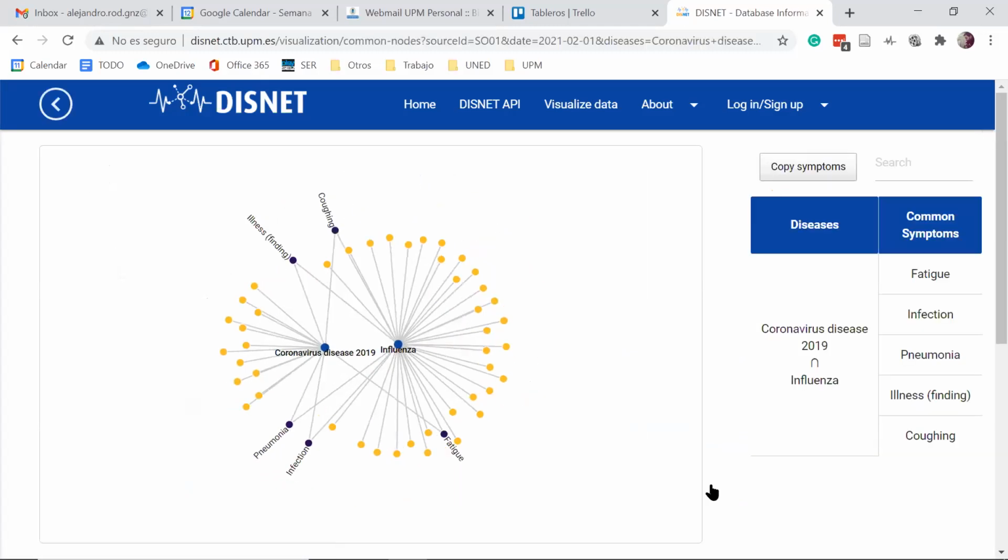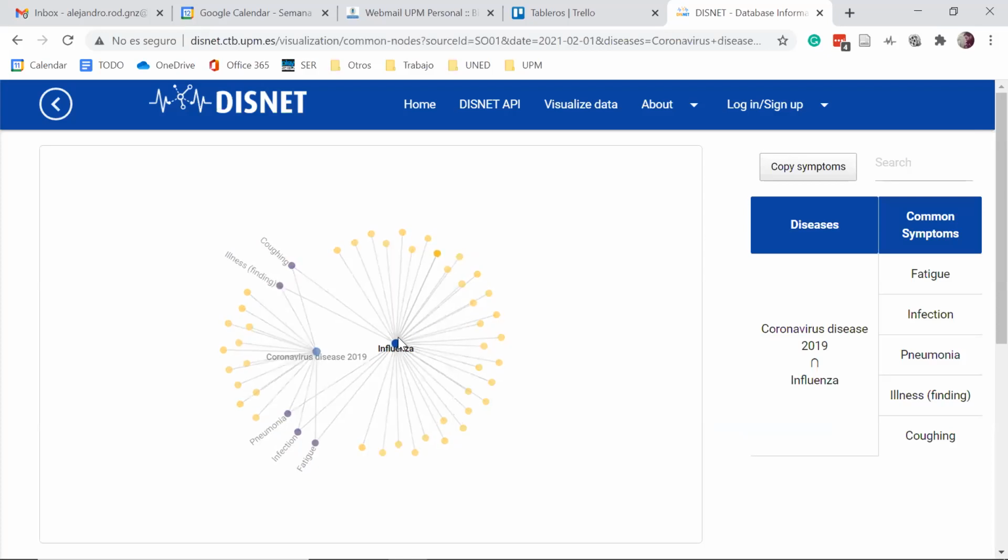These are, for example, the symptoms that influenza and coronavirus share in this snapshot, in this source. For example, illness, which is too general, it's just a term for disease, of course. Coughing, pneumonia, infection, and fatigue. On the other hand, we have much more that appear to be part of influenza: cyanosis, headaches, chest pain, etc., and others that are part of coronavirus.